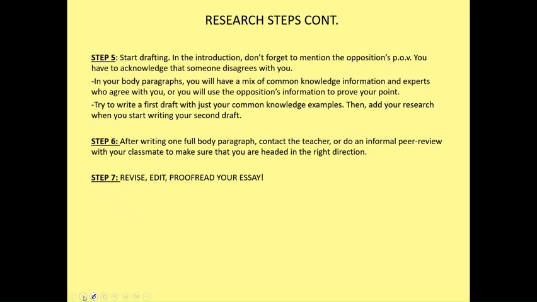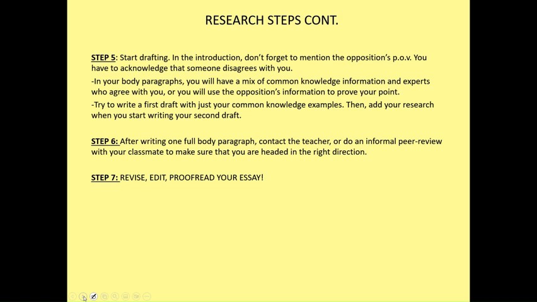And step five, start drafting. And in the introduction, don't forget to mention your opposition viewpoint. Whenever you have an argumentative essay, you have to acknowledge that somebody disagrees with you, okay? So that it looks like you have tried to create a balance there. In your body paragraphs, you'll have a mix of common knowledge, information, and experts who agree with you, okay? Or you will use opposition's information to prove your point. Try to write a first draft with just your common knowledge experience example.